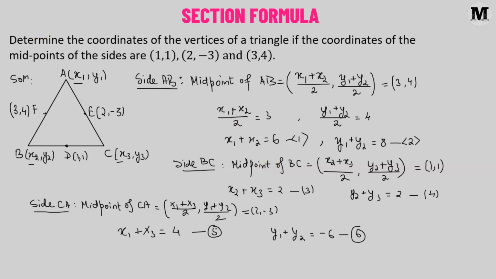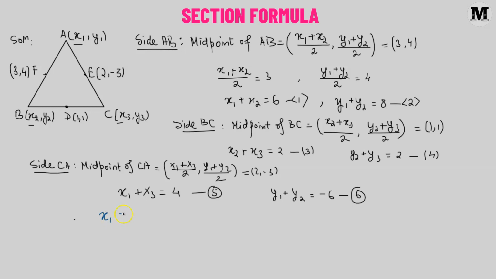So I'll state the values. We'll be getting the value of x1 equal to 4. The value of x2 is going to be equal to 2. The value of x3 will be equal to 0. And y1 will be equal to 0. y2 will be equal to 8. And y3 will be equal to -6.